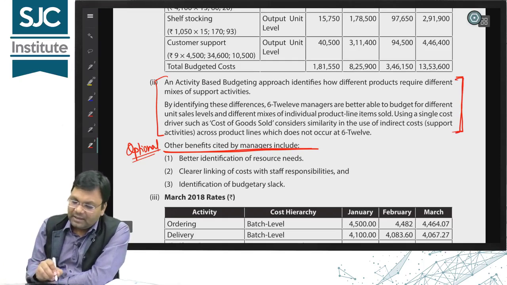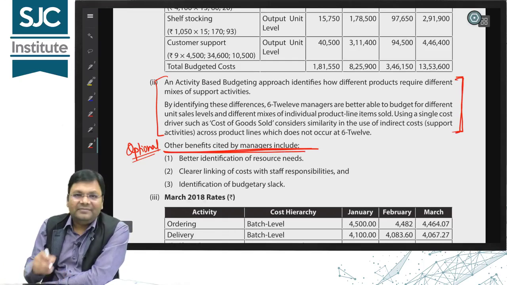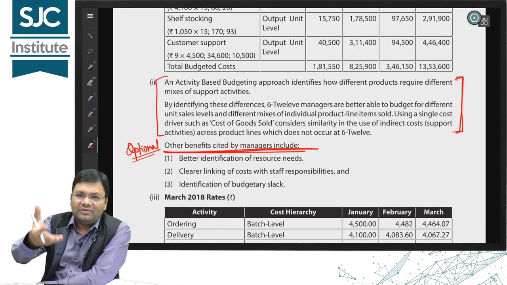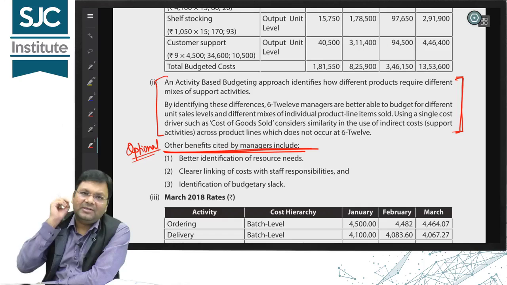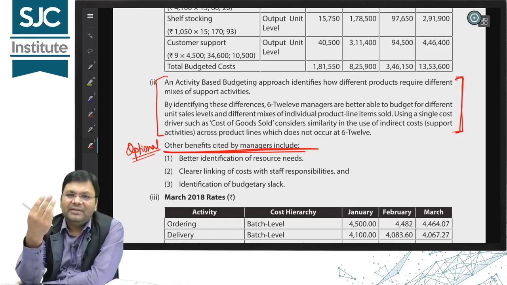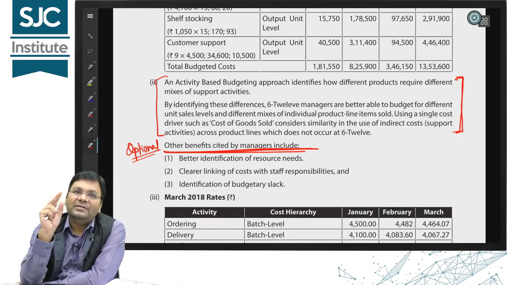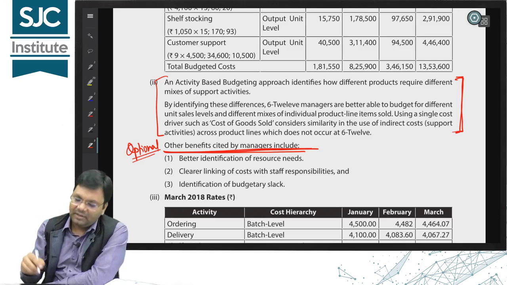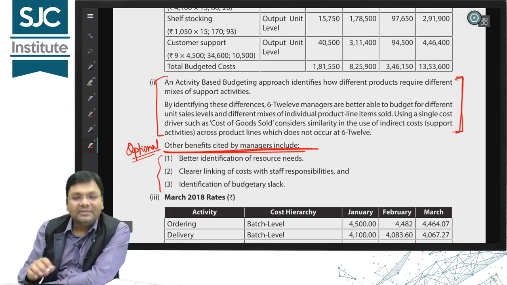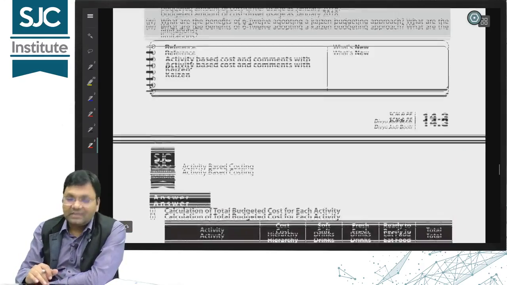Okay. And other benefits which we have also noted in our notes just before in activity based budgeting. If you remember the three key benefits, one was staff allocation, staff responsibility allocation. Second was identifying the resources. Third was elimination of budgetary slack. Remember? So these three are optional. Still you may write or you may not, just for knowledge.